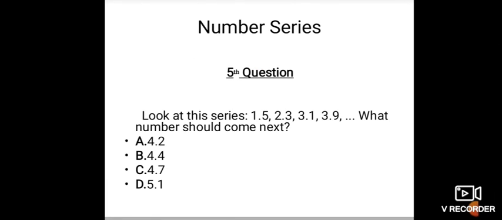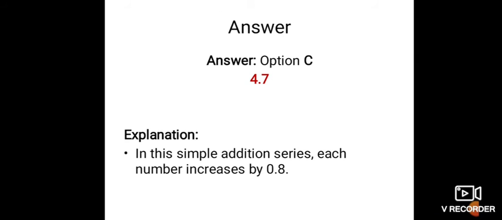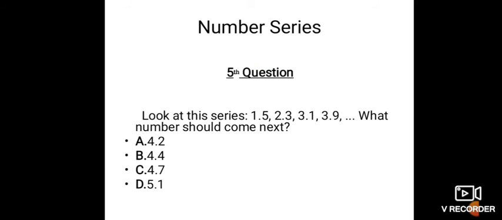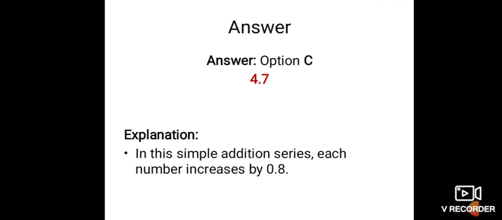25. The last question is, look at the series 1.5, 2.3, 3.1, 3.9. What number should come next? That is 4.7. You need to increase 0.8 for each. That is 1.5 plus 0.8 is 2.3. 2.3 plus 0.8 is 3.1. 3.1 plus 0.8 is 3.9. 3.9 plus 0.8 is 4.7.